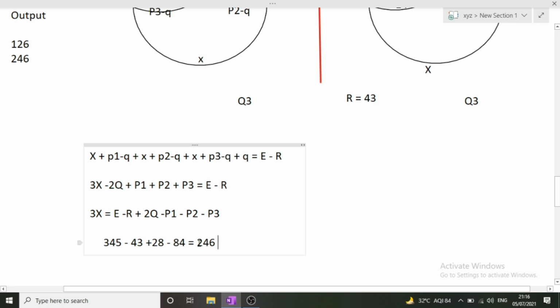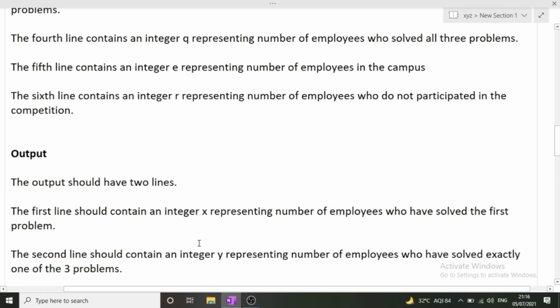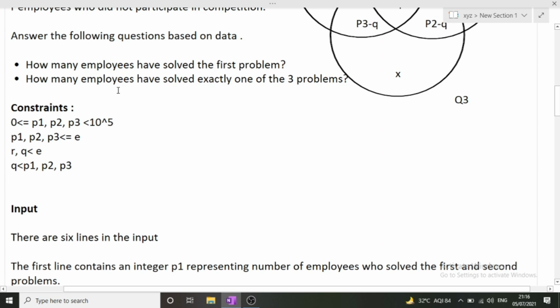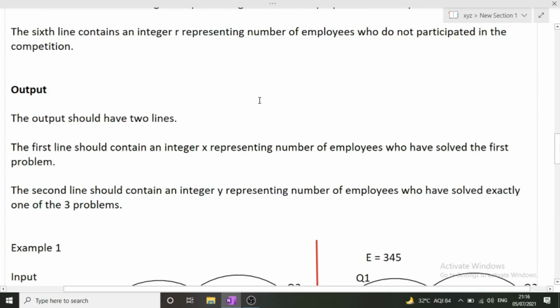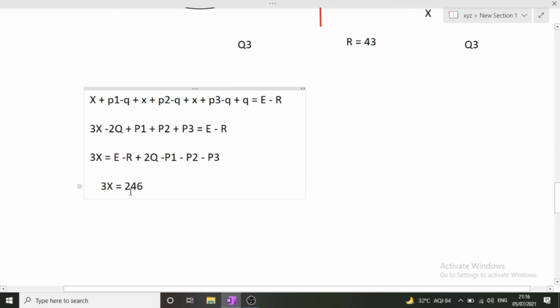Now what does this 246 represent? 246 here represents 3x. And what does 3x represent? Guys, 3x is the answer for the second question: how many employees have solved exactly one of the three problems. That is this x plus this x plus this particular x, so that will be equal to 3x. Sorry, the second question has come, that is 3x equal to 246. 246 employees have solved exactly one problem. Now one part is over.